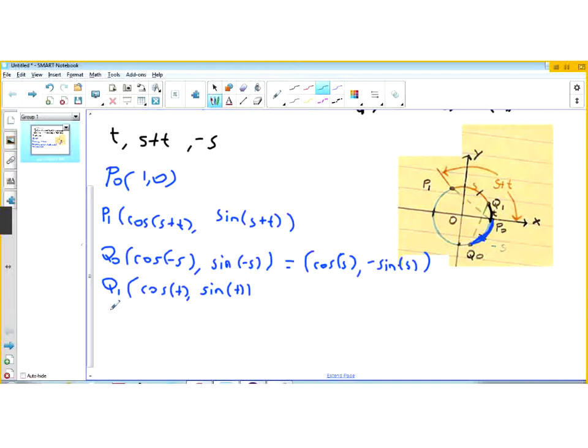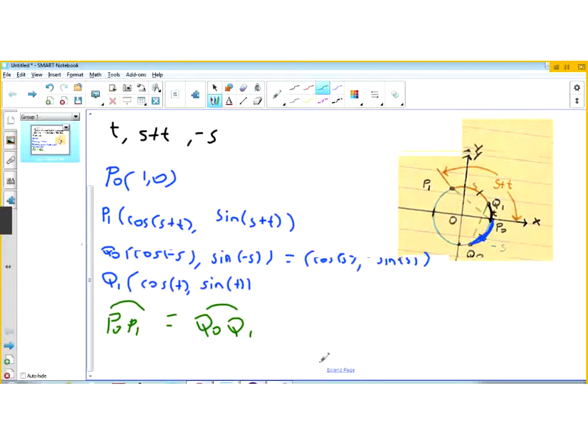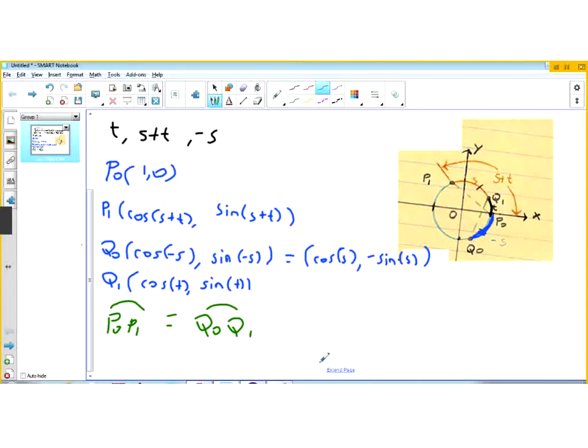So clearly, the arc length from P0 to P1 is s plus t. And that happens to equal the arc length from Q0 to Q1, which is s plus t, assuming arc lengths are positive quantities. You can see that readily follows from the diagram. So now what do we do? We can calculate the distance. Remember what we had from Chapter 2, the chord subtending an arc.